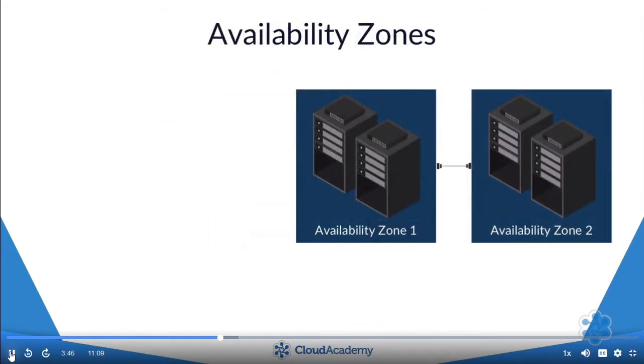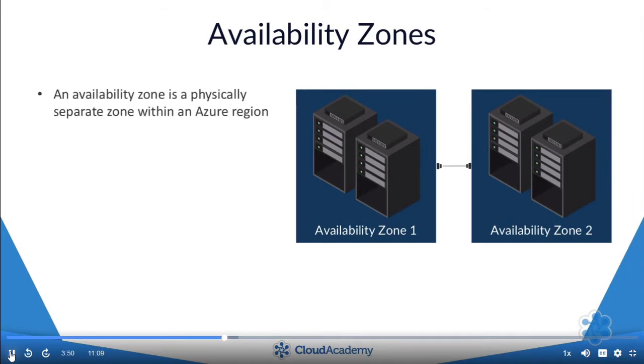That's where availability zones come in. They're an alternative to availability sets. An availability zone is a physically separate zone within an Azure region. So if one zone goes down, then the other zones will likely still be up. Not every region offers availability zones, but in the ones that do, there are always 3 of them.